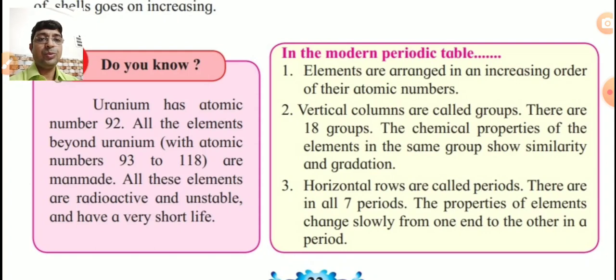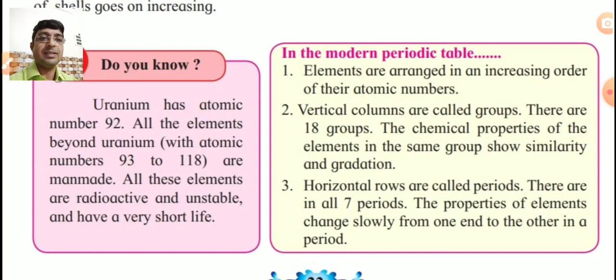Now do you know? See in the pink color box. Uranium has an atomic number 92. So elements having atomic number 1 to 92 are present in nature, so they are called natural elements. So how many natural elements are there?